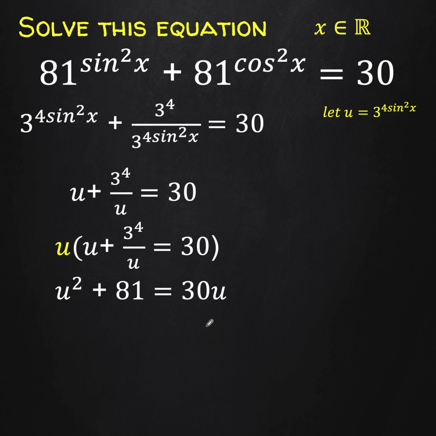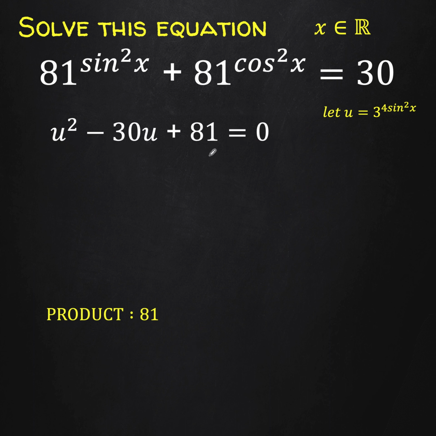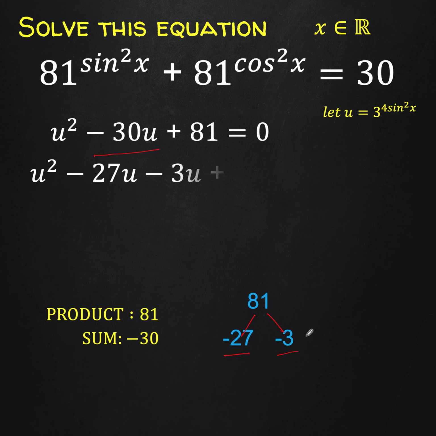This is a quadratic equation, so let's write this in standard form by subtracting 30u from both sides of the equation. Then let's solve this quadratic equation for u. The product is 81 and the sum is negative 30. So we want to find the factors of 81 such that when multiplied, the result is 81, but when added, the result is negative 30. And those two factors are negative 27 and negative 3. So let's write now this minus 30u as minus 27u and minus 3u to arrive at this.